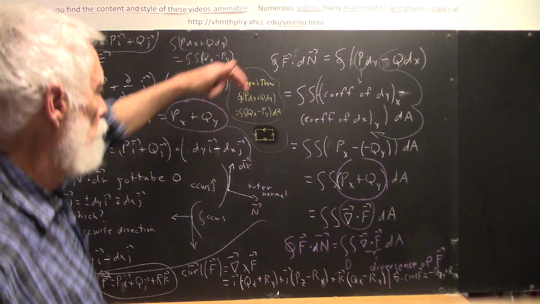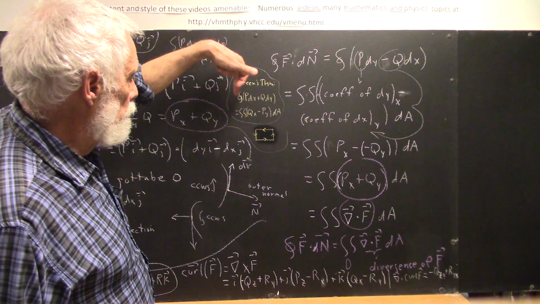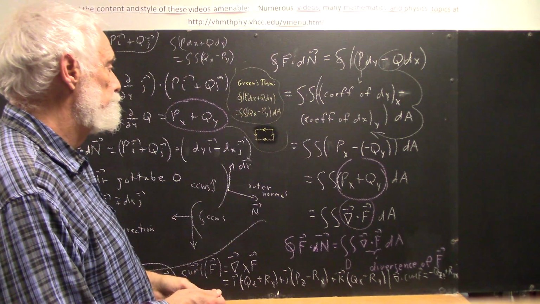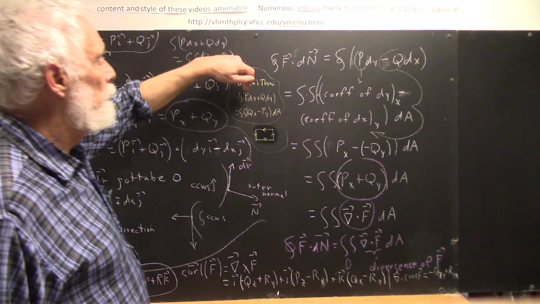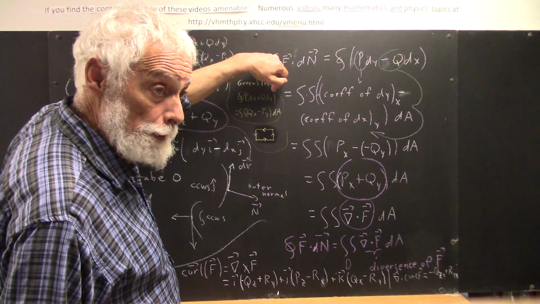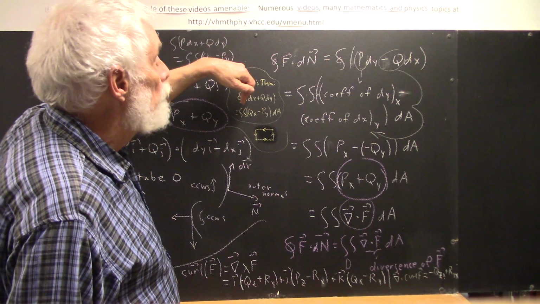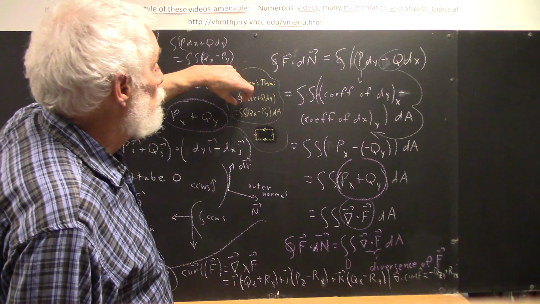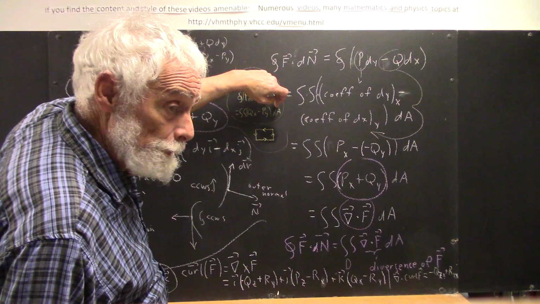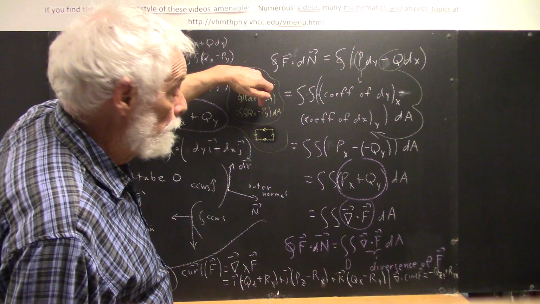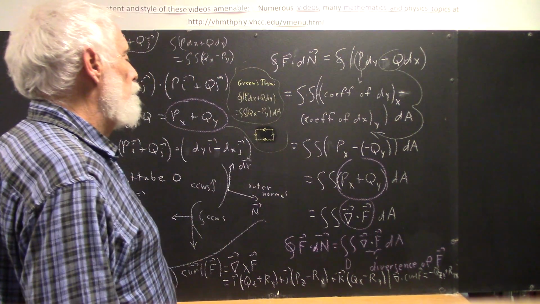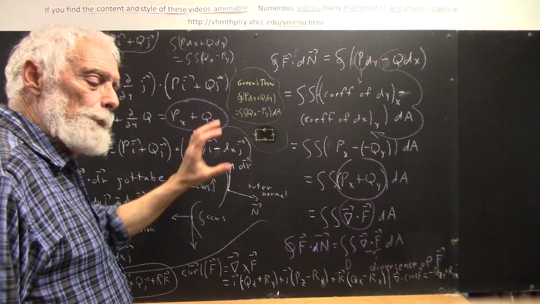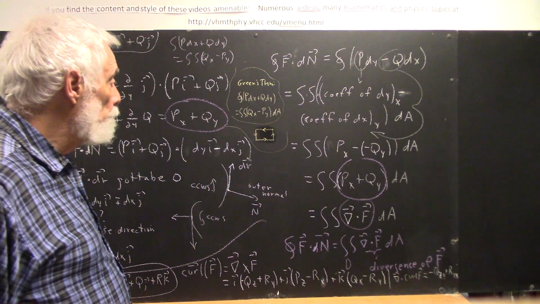Now we recall that Green's theorem says that the integral around a closed curve of p dx plus q dy is equal to the integral over the enclosed region with respect to area of qx minus py. Now we're going to mess with what we mean by p and what we mean by q.